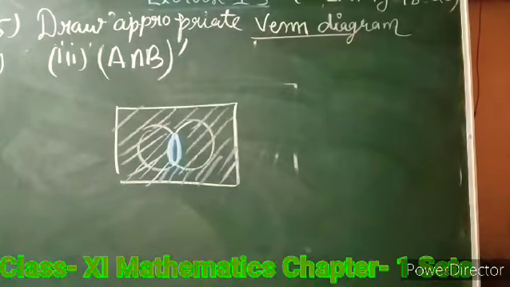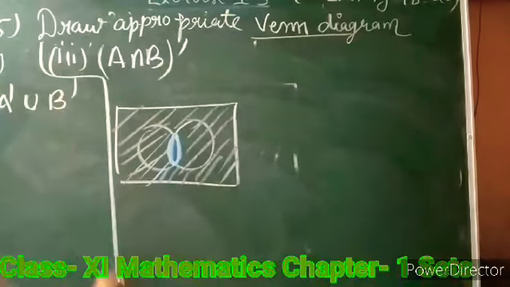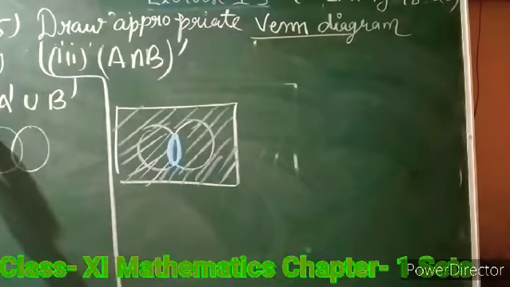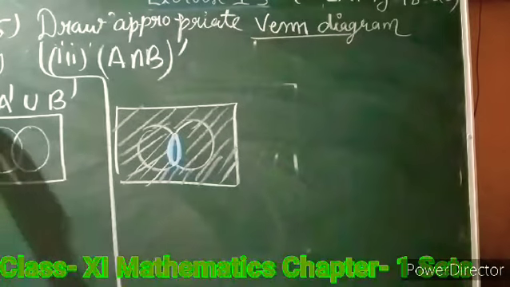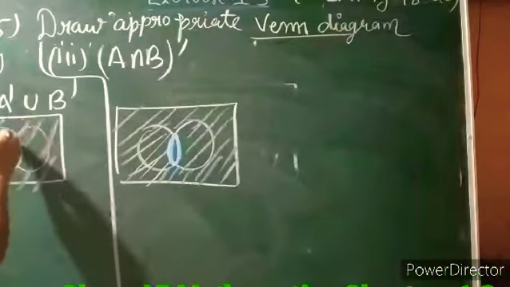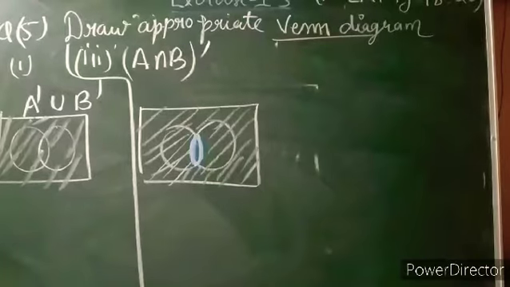And now fourth, A dash union B dash. A dash union B dash, that means we take all parts in this area. Like that we represent our sets in Venn diagram. A dash union B dash.